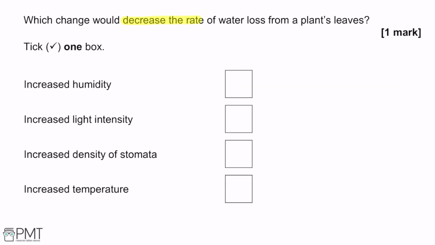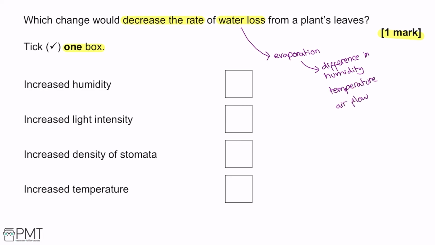Which change would decrease the rate of water loss from the plant's leaves? Tick 1 box, and this question is worth 1 mark. When you're answering this, it can be helpful to think about evaporation, which is a way that water can be lost, and think about the factors that affect it. So you can have the difference in humidity, the temperature, and the airflow surrounding the area. Remember, we're looking for the options that will decrease the rate of water loss.